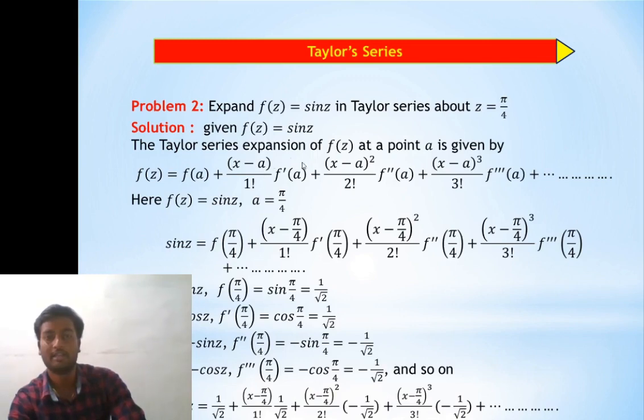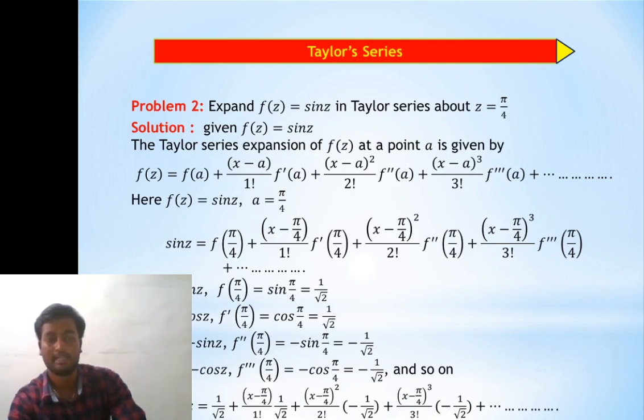So f of z is nothing but sin z. So you have to find f dash, f double dash, f triple dash. So this is your Taylor series expansion about a point z equal to pi by 4. Now you need to find f of pi by 4, f dash of pi by 4, f double dash of pi by 4 and so on. Now since f of z is sin z, f of pi by 4 means sin pi by 4. So sin 45 degrees is 1 by root 2.